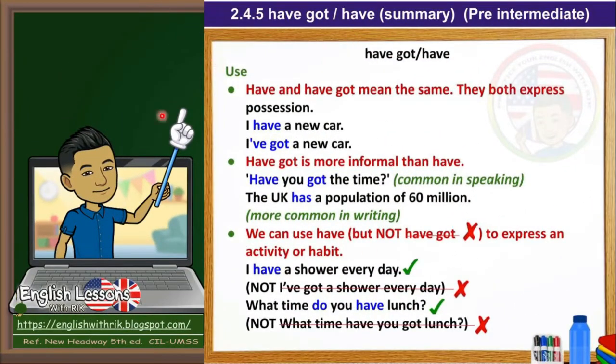Use. Have and have got mean the same. They both express possession. I have a new car. I've got a new car. Have got is more informal than have. Have you got the time? The UK has a population of 60 million.